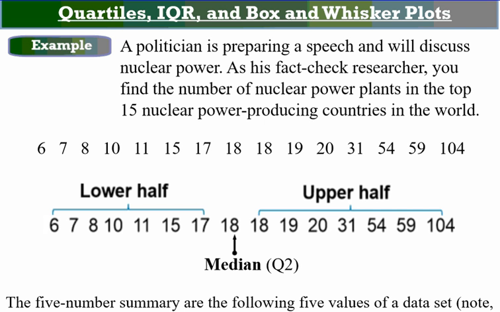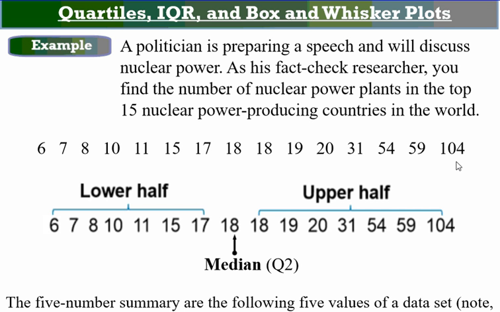So first thing we'll do is maybe construct our own. The situation to start says a politician is preparing a speech and is going to discuss nuclear power. As his fact-check researcher, you find the number of nuclear power plants in the top 15 nuclear power producing countries in the world. And here's the data. So the smallest of the 15 only has 6 nuclear power plants, and then the largest has 104 nuclear power plants within their country.